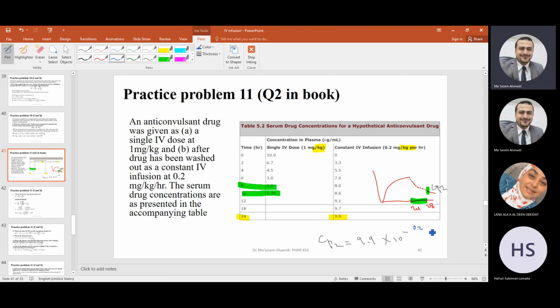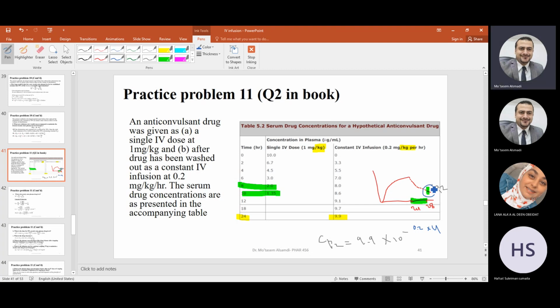0.2 multiplied with t prime, which is equal to how much? So that will give you the concentration here, right? Simply. Just something to keep in mind: the questions here are all about the same data using the same dosage, right?